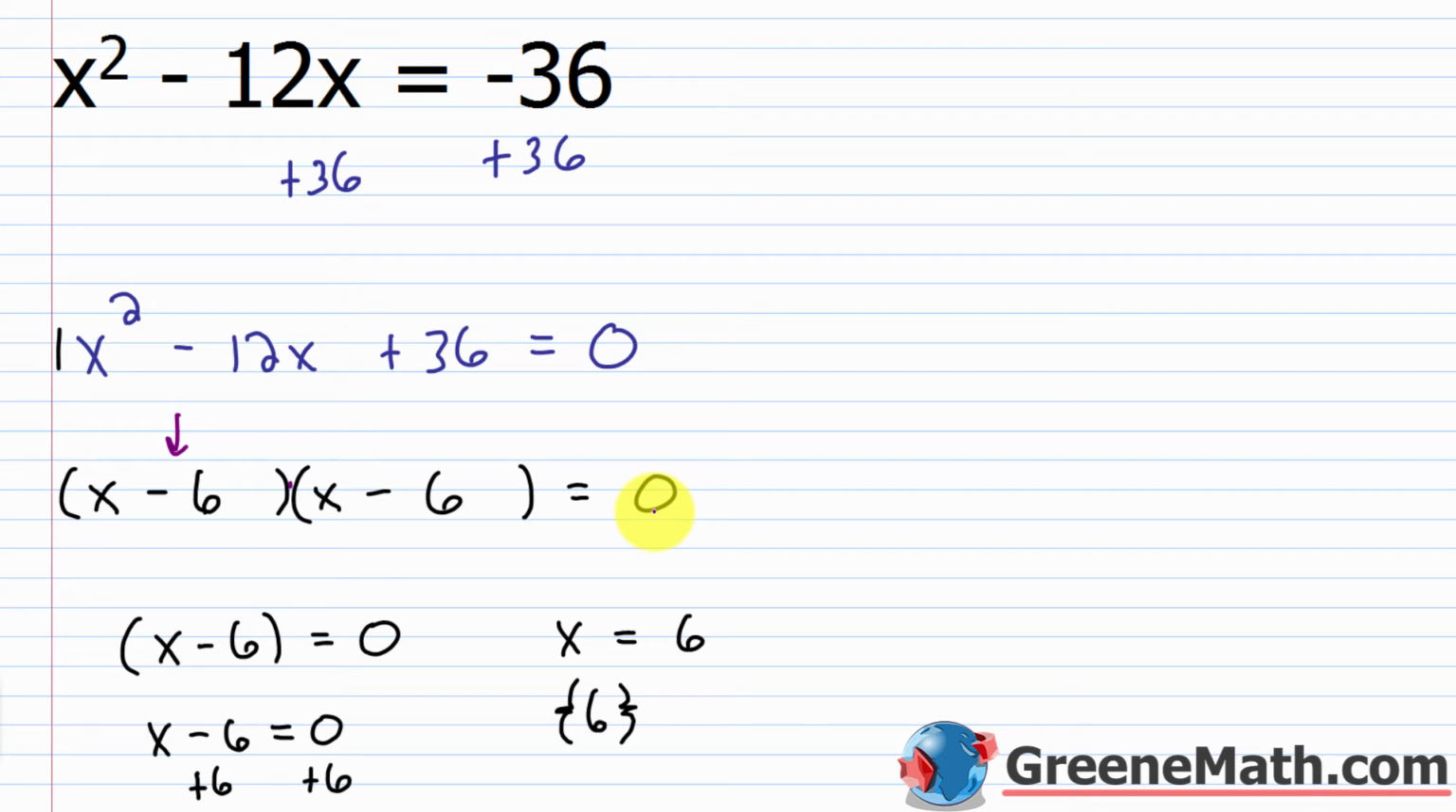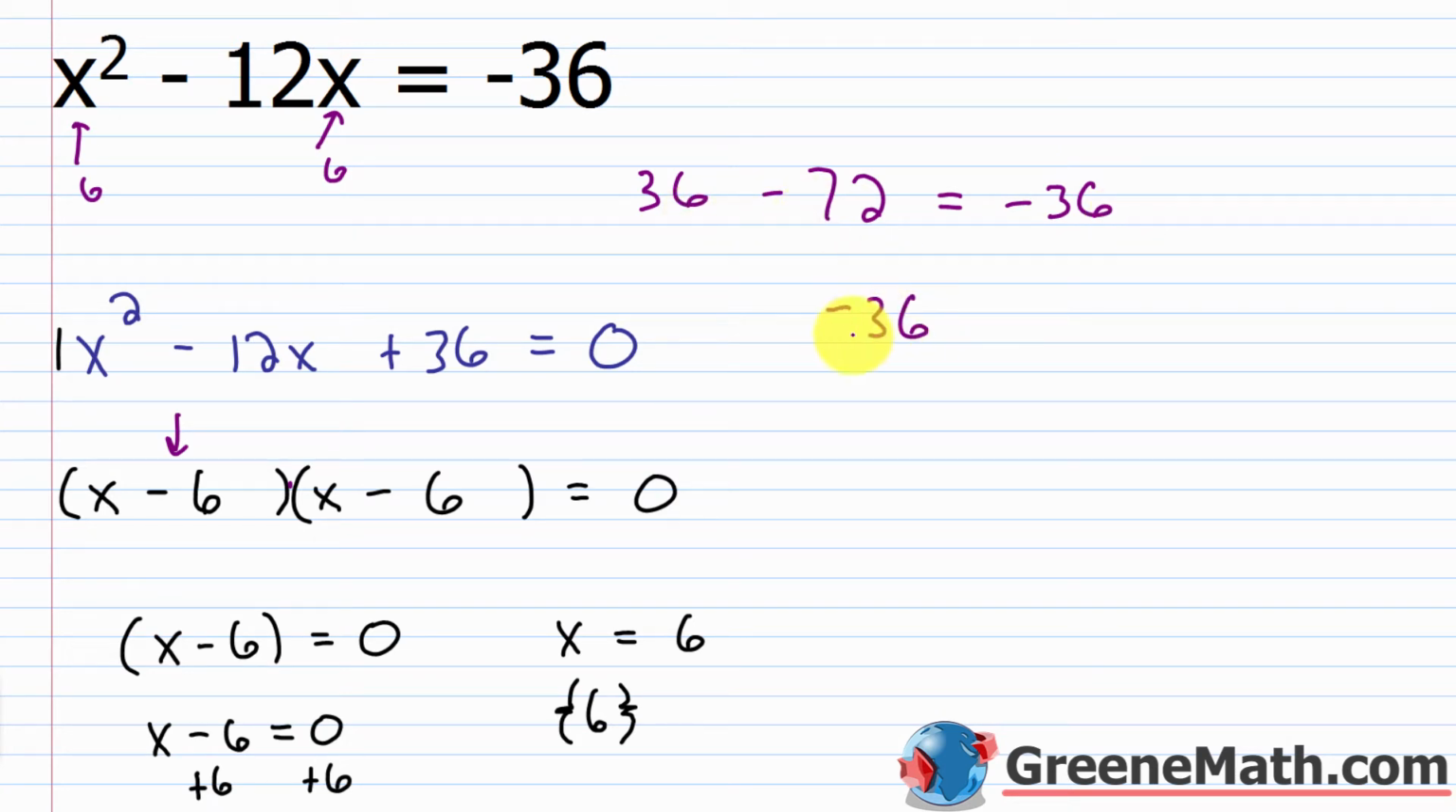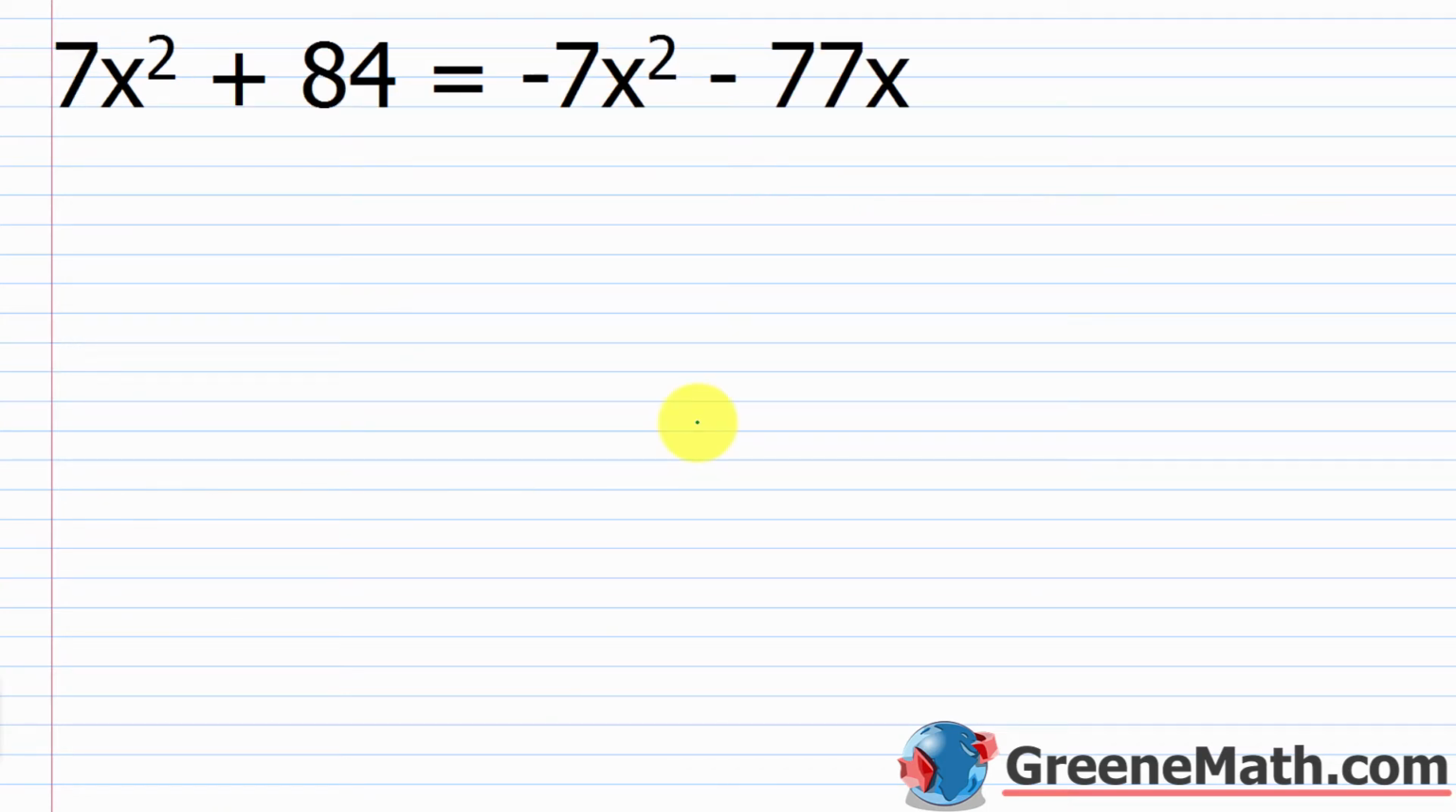So if you wanted to check this, there's only one solution in this case. We'd plug in a 6 everywhere there's an x. So you'd have 6 squared, which is 36, minus 12 times 6, which is 72, and this should equal negative 36, and it does. 36 minus 72 is negative 36, so you get negative 36 equals negative 36. So this checks out.